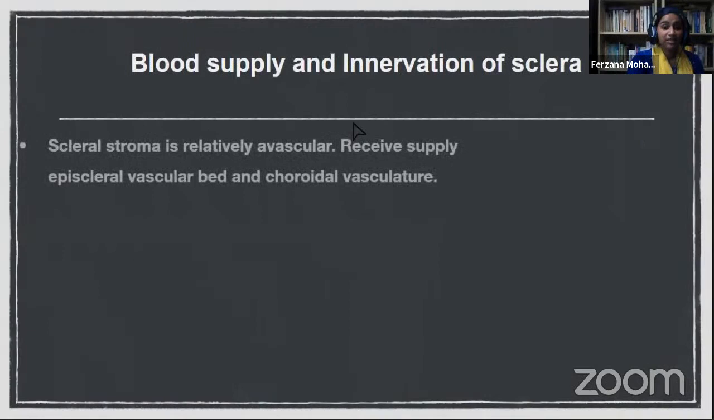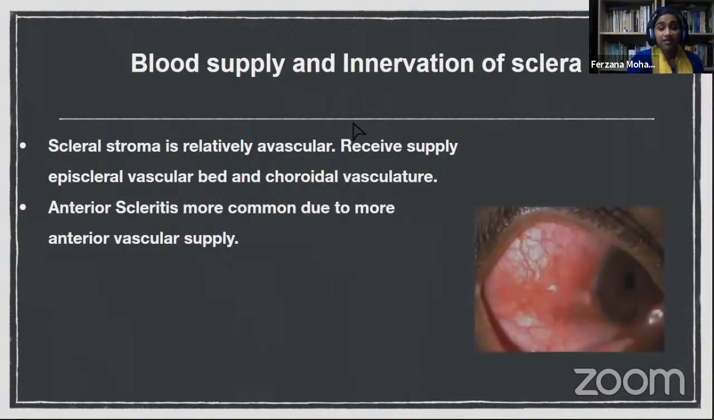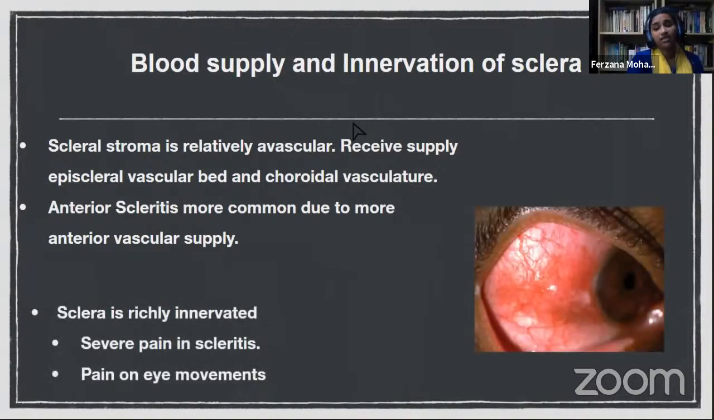The blood supply and innervation of the sclera. Sclera is relatively avascular. Whatever supply it receives is from the episcleral bed and the choroidal vasculature. The contribution from the episcleral bed is slightly more, which is why anterior scleritis is more common than posterior scleritis. Again, sclera is very richly innervated. This is why in scleritis, there is severe pain that wakes the patient up from sleep and does not respond to analgesics. And it is because of the extraocular muscle attachment to the sclera that there is pain on extraocular movements.